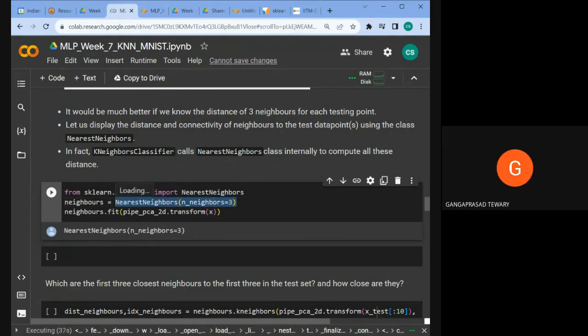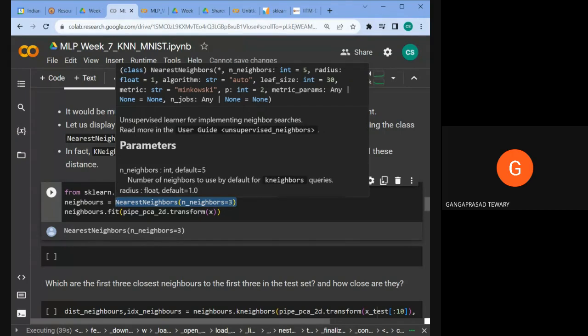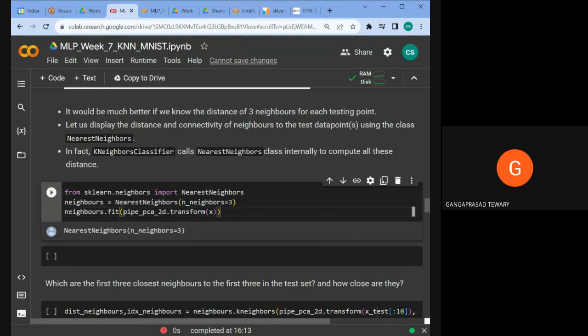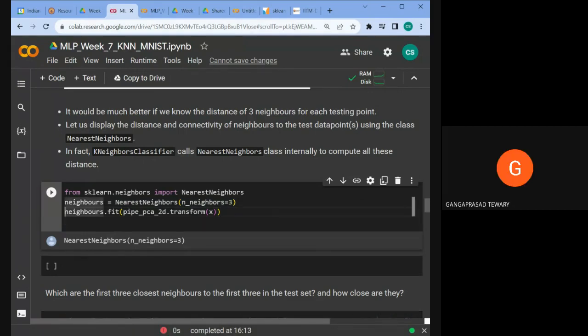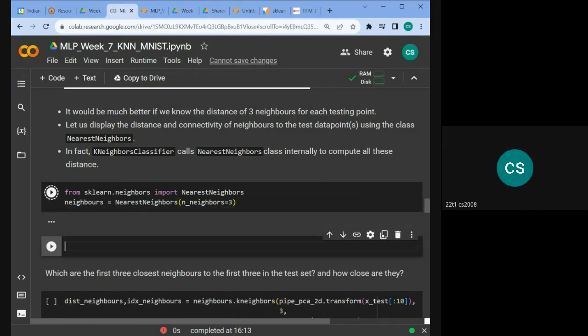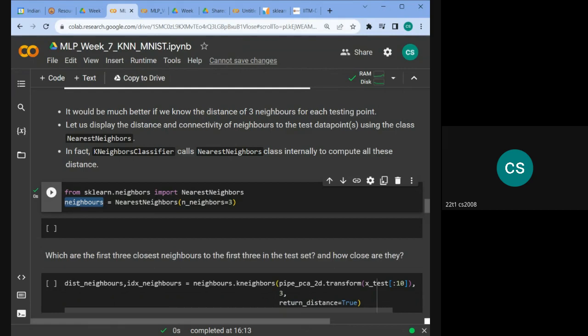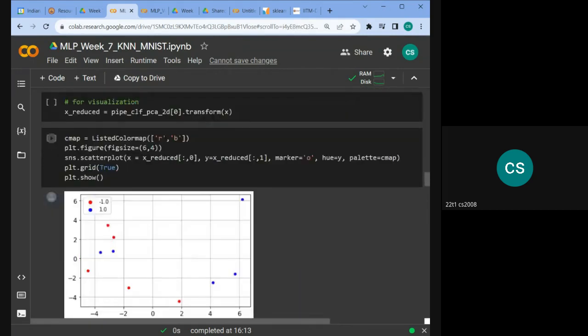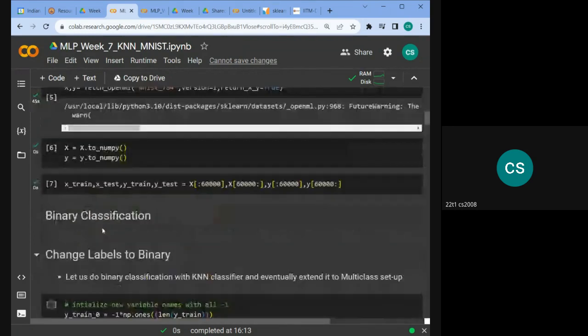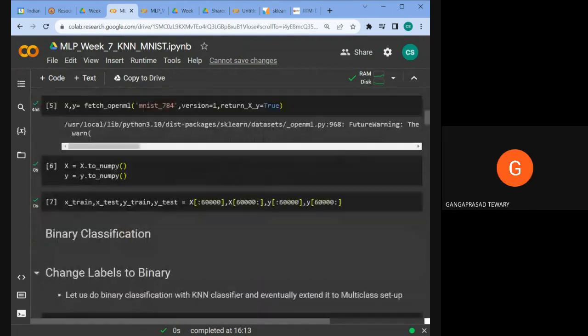What is the objective of this line, neighbors equal NearestNeighbors with n_neighbors equal to 3? You're right, this one is correct. Here we are using NearestNeighbors as a class. Now what I can do is a train-test split. Because we are passing the value of k also, I think. No? So we have done train and test split here.